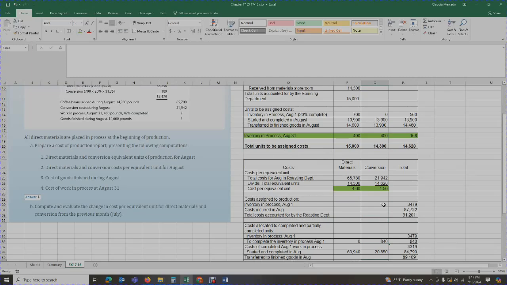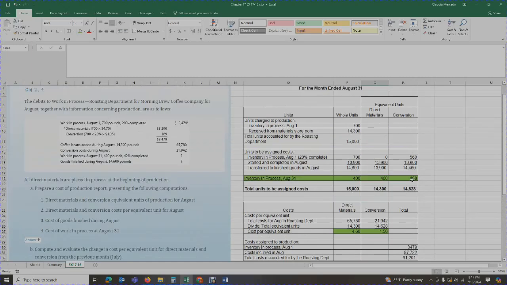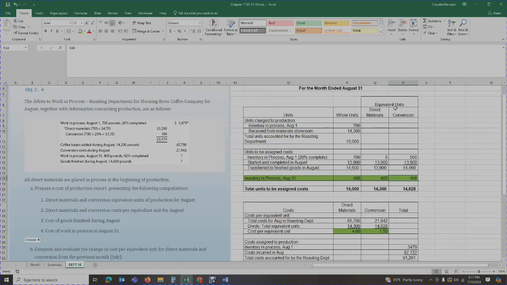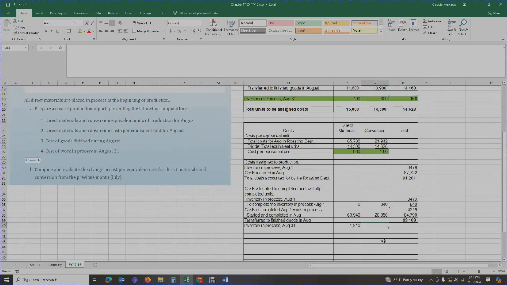Now for conversion, it's 168. Okay, so we're going to do 168, and we're going to multiply it by $1.50. That gives me $252. So all you're doing is multiplying the equivalent units times the cost per equivalent unit to get your total down here. So we got 252. So we add those two together, and that gives us 2,092.